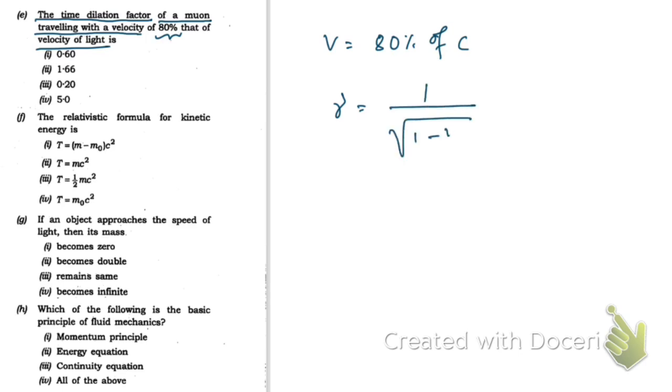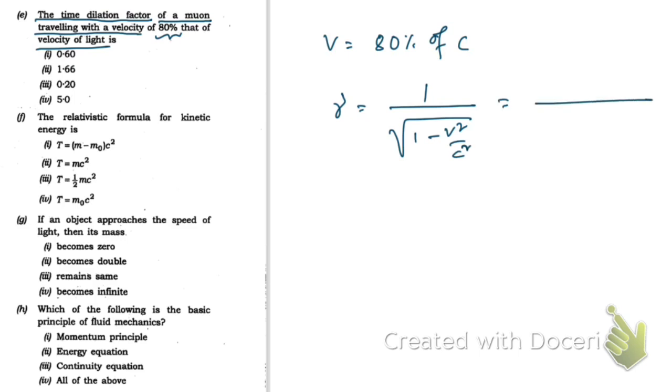Here, the time dilation factor of a muon traveling with a velocity 80% that of the velocity of light. So it is traveling with 80% of the velocity of light, right? And the time dilation factor is given by gamma is equal to 1 by root over 1 minus v square by c square.